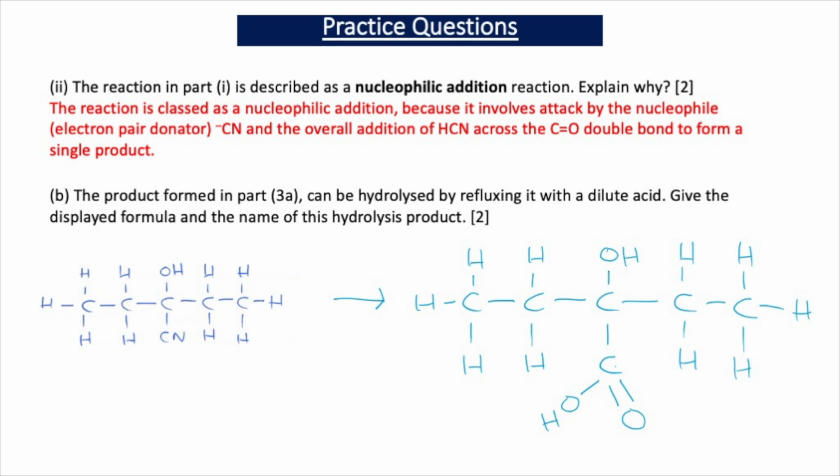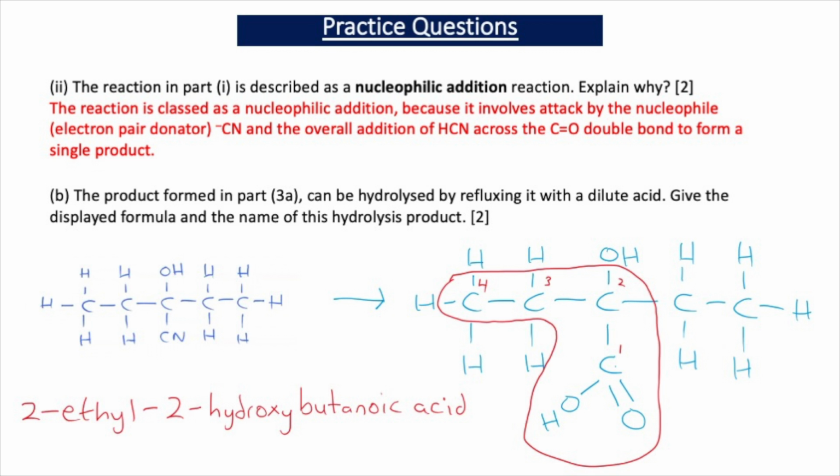So you're asked to draw the displayed formula, 1 mark for that, and then you're asked to name it. And to name it, all I do is I find the longest chain containing the COOH group. So the longest chain is 4 carbons here. So the carboxylic acid that's formed is going to end in butanoic acid. There's an ethyl group attached to carbon 2, and there's a hydroxy group attached to carbon 2. So the name of the compound is 2-ethyl-2-hydroxybutanoic acid. So 1 mark for drawing the structure and 1 mark for naming.